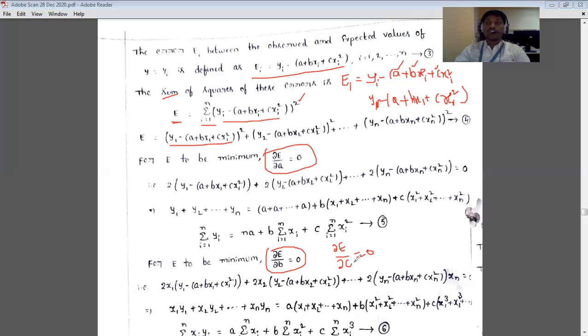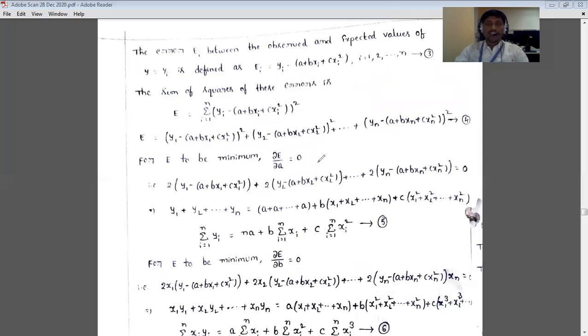Then we get three normal equations. You need to remember that if the given curve consists of two constants, we get two normal equations, which we saw in the straight line. In the same way, if it consists of three constants, then it comes under a parabola or second degree polynomial, and it should have three normal equations. So first we need to apply the partial derivative with respect to a and then equate it to 0.